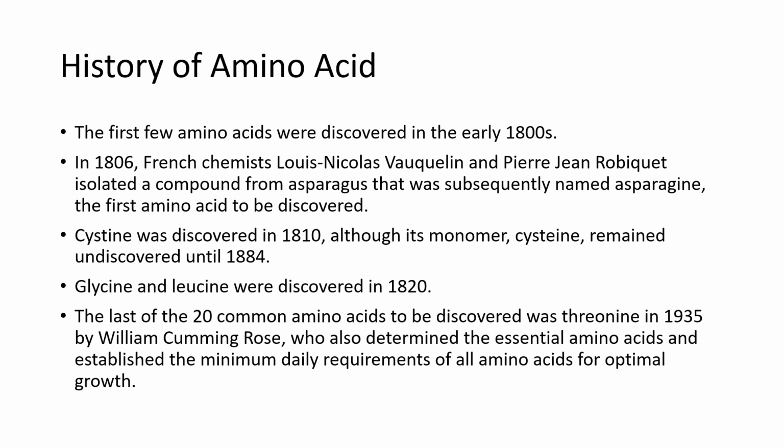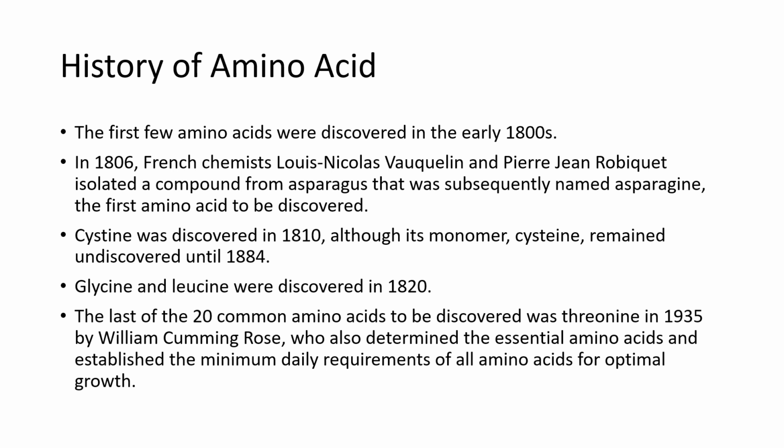Cystine, very important, was discovered in 1810, although it's a dimer. Cysteine remained undiscovered until 1884. Glycine and leucine were discovered in 1820. The last of the 20 common amino acids to be discovered was threonine in 1935 by William Cumming Rose, who also determined the essential amino acids and established the minimum daily requirements of all amino acids for optimal growth.